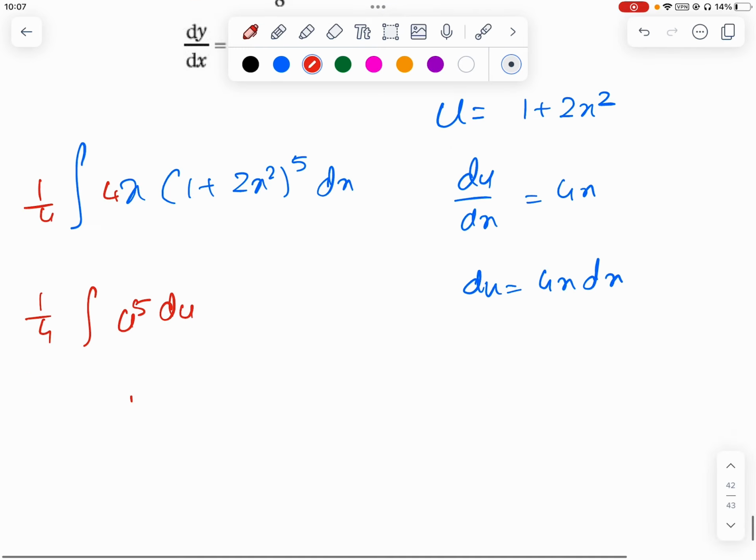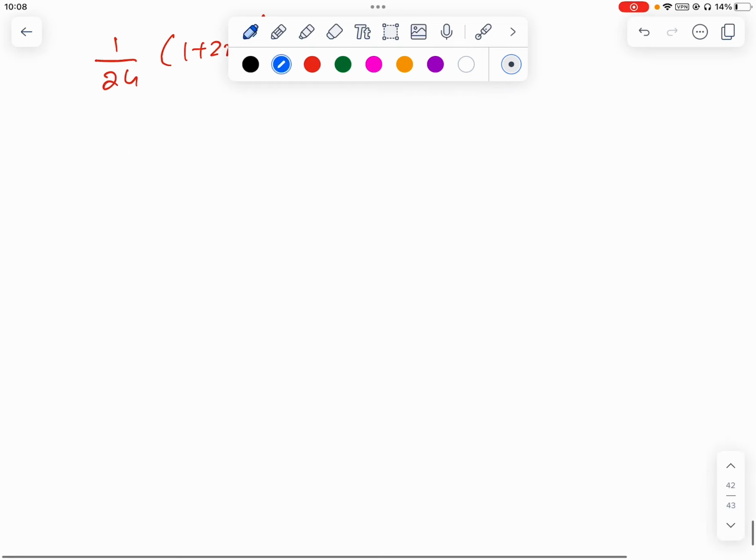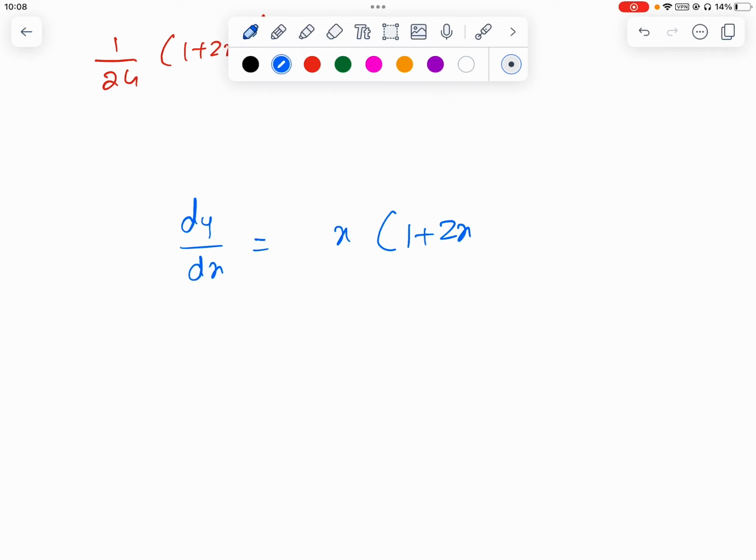What is u power 5 integral? U power 6 upon 6 times 1 upon 4 plus c. So it becomes 1 upon 24 times 1 plus 2x square whole to the power of 6 plus c. Now solving the differential equation. dy by dx equals x times 1 plus 2x square whole to the power of 5 cos square 2y.